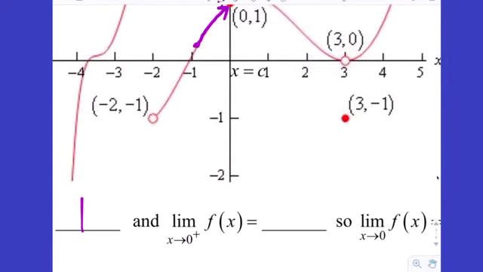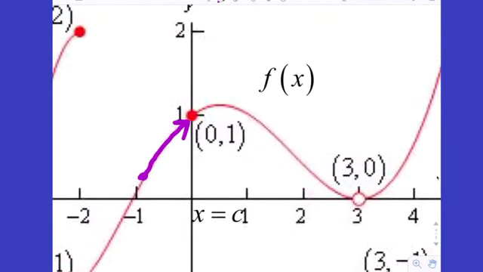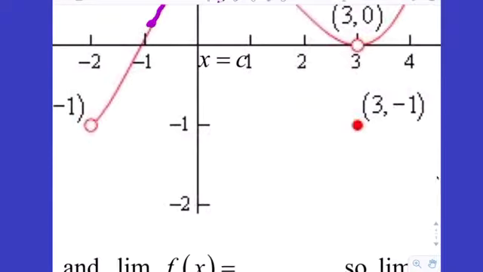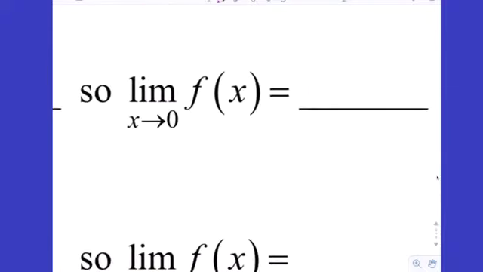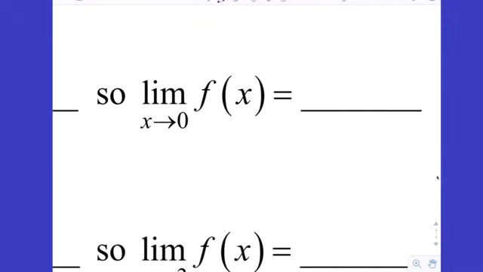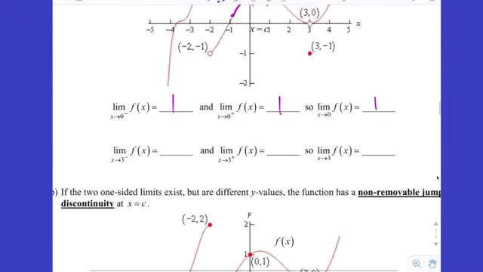The limit from the right-hand side of 0. Okay, hop on the graph just to the right of 0. Start heading back towards 0. And again, you're getting closer and closer to the red dot, whose y value is at 1. So the limit from the left is 1. The limit from the right is 1. What can we say then about the general limit at 0? It's also 1. Okay, the general limit exists.